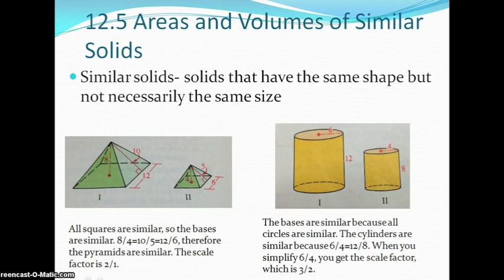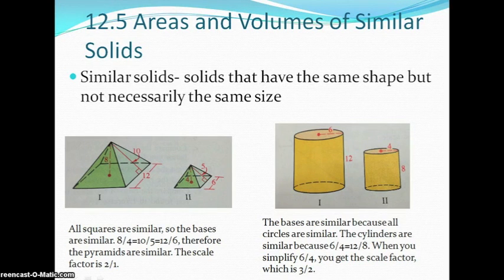12.5 Areas and volumes of similar solids. Similar solids are solids that have the same shape but not necessarily the same size. The picture below shows two similar pyramids. Since all squares are similar, the bases are also similar. 8/4 equals 10/5, which equals 12/6. Therefore, the pyramids are similar. The scale factor of the pyramids is 2/1.